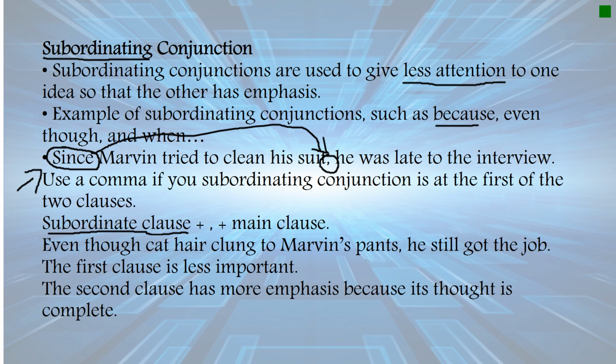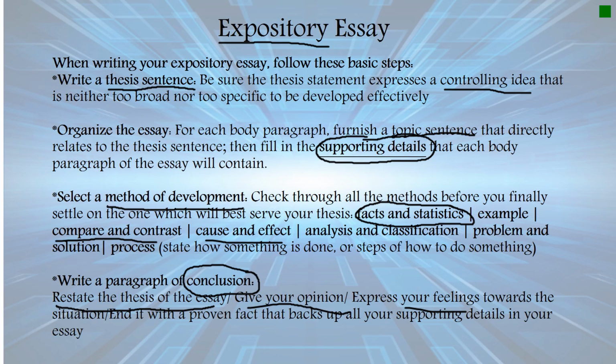Here we have since as a subordinating conjunction, and as you can see, it's at the beginning of the sentence. The first clause is called a subordinate clause because it has a subordinating conjunction. Whenever you have a subordinating conjunction at the beginning of the sentence, we always add a comma between the two clauses. So this is how it has to be. And if you have the subordinating conjunction in the middle, then you do not need to add a comma.